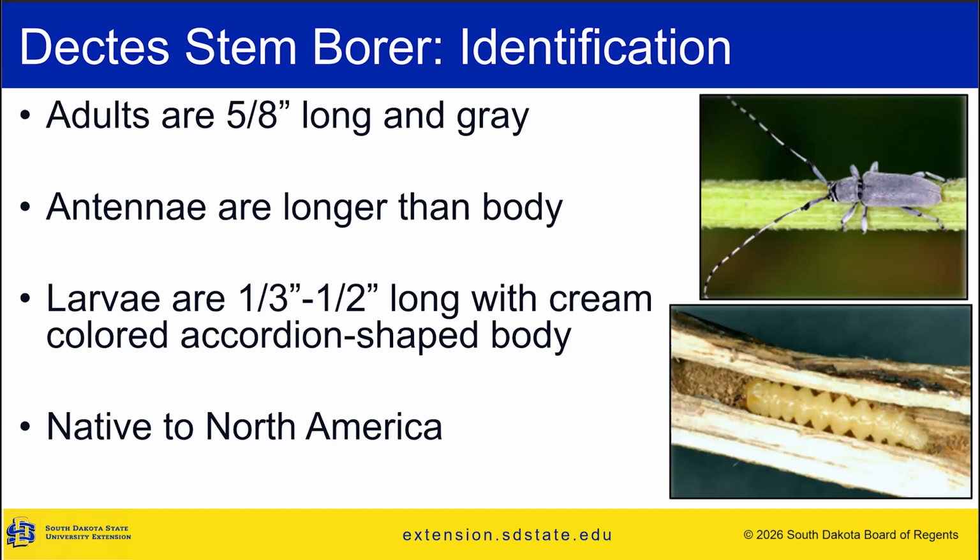I'll switch gears again, and the next pest we're going to talk about is the Dectes stem borer, not in sunflower, but in soybeans. So this is a native pest. They're a gray beetle. This is what we'll typically see out in June, July, and August in the soybean fields. If you start splitting soybeans that look like they're getting a little wilty, you might find the larvae, but they're much harder to find.